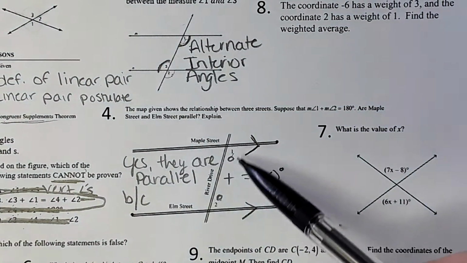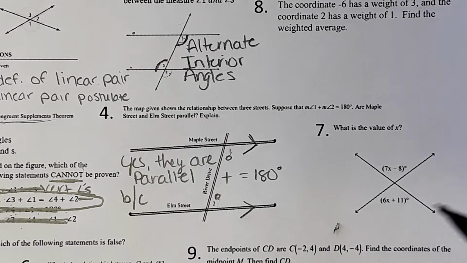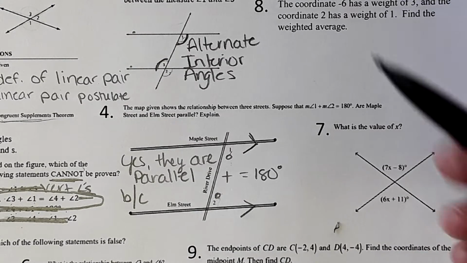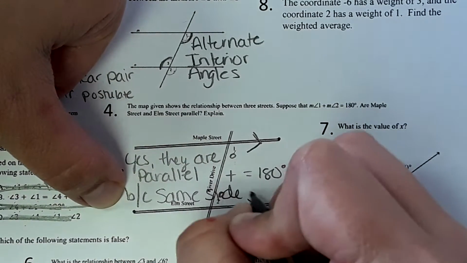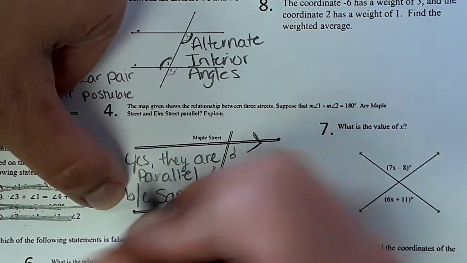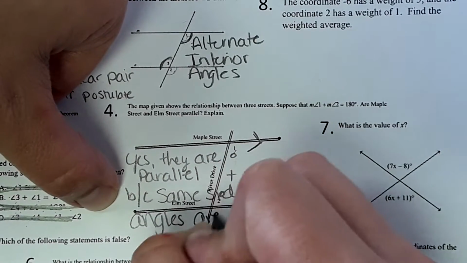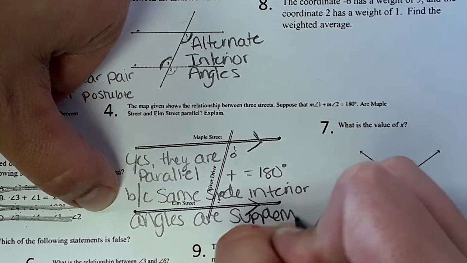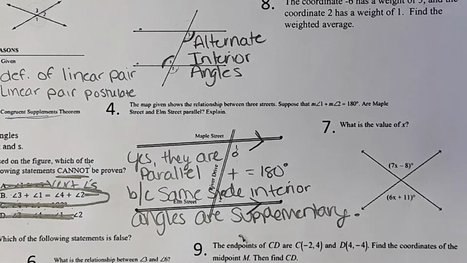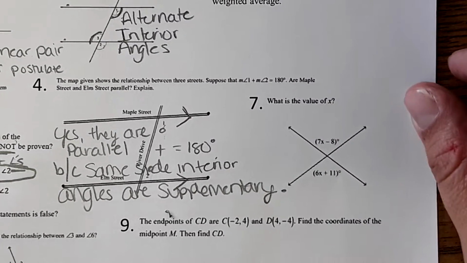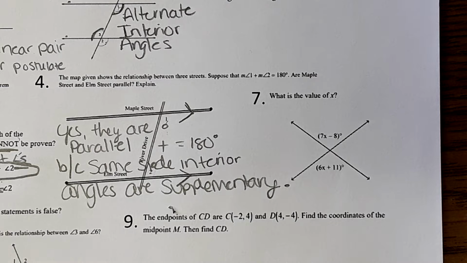because those angles are supplementary. Now on the answer key, it refers to them as same side interior because the same side interior angles are supplementary. Okay, that was number 4.